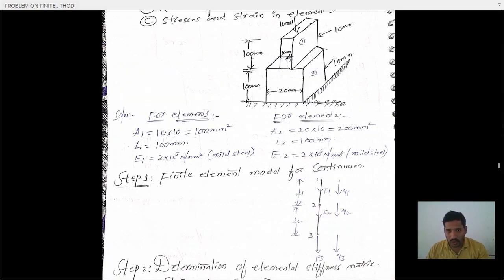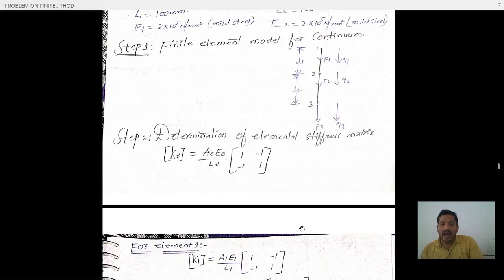This is the first node, second node, third node. The element from the first node to the second node is the first element. Joining the second node to the third node is the second element. After that, we need to find out the elemental stiffness matrix. If you want to find the elemental stiffness matrix, Ke is equal to AE by Le times the matrix [1 -1; -1 1].